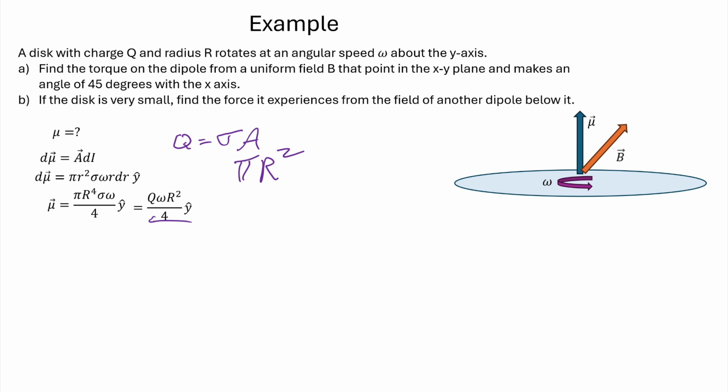Now I have a formula for a magnetic moment that depends on charge and how fast that charge spins, which is just another way of talking about what the current flowing through this disk is. Anyway, the first question we have is how much torque is going to be created on this loop? How is it going to rotate?